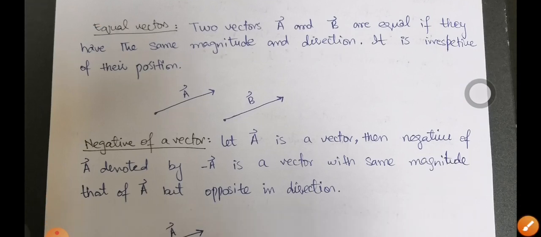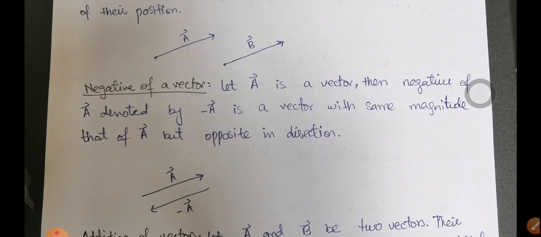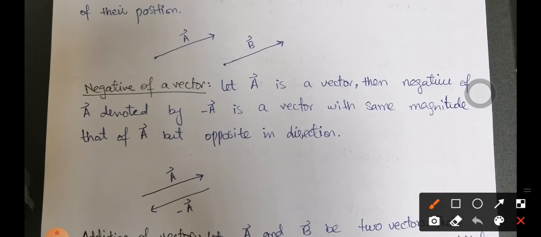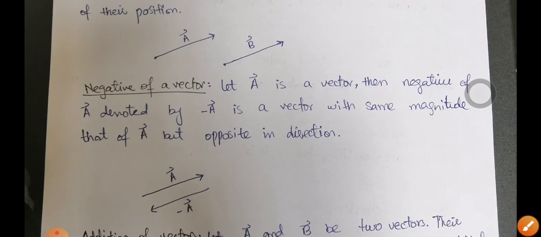The next one is the negative of a vector. How can we define the negative of a vector? It is just like the additive inverse as we deal with numbers. So we are just going to opposite the direction. For example, let A be a vector, then the negative of A, denoted by minus A, is a vector which has the same magnitude as A but the opposite direction. Here we have the vector A and you can see that we are just going to reverse the direction and we have the negative of this vector, having the same magnitude but opposite direction.